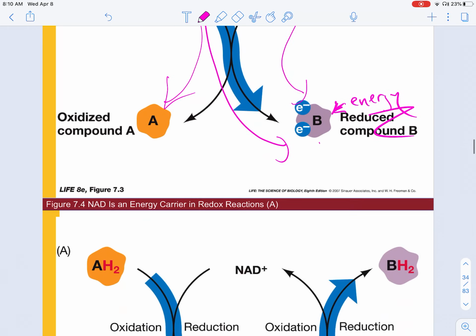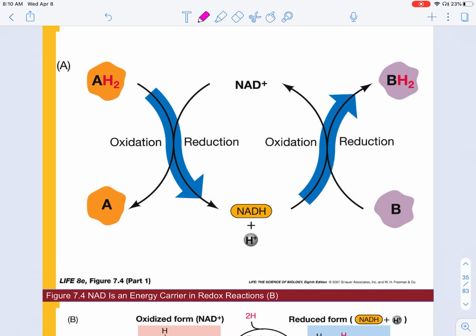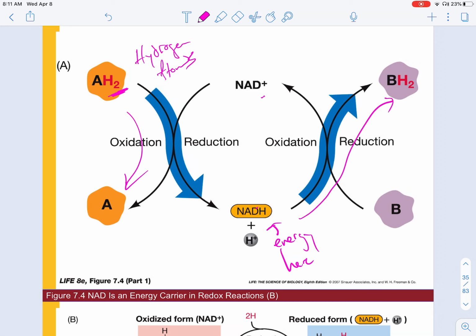And so you can pass these electrons on directly, or you can pass them on in the form of hydrogen atoms via electron carriers. So here you have this hydrogen atom. It gets passed to NAD plus to form NADH. This is where the energy is. So now it is oxidized here, NADH is reduced, and NADH will pass it on to compound B. So now this is the energy here.